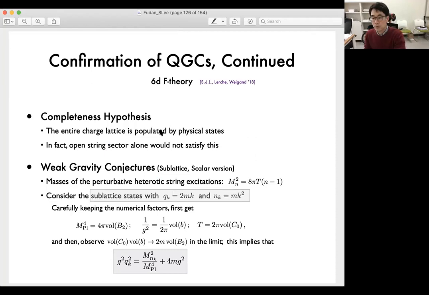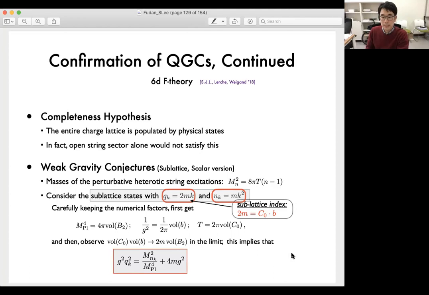The completeness immediately follows from the expansion of the elliptic genus, and the weak gravity has also been confirmed in a sense already. What we've seen is the following. At every charge value on this sublattice of index 2m, as illustrated already in the example, we have states sitting on the red curve at the corresponding mode numbers. Then if you carefully keep track of all the numerical factors, we conclude that the charge and the mass of these sublattice states obey this equation.